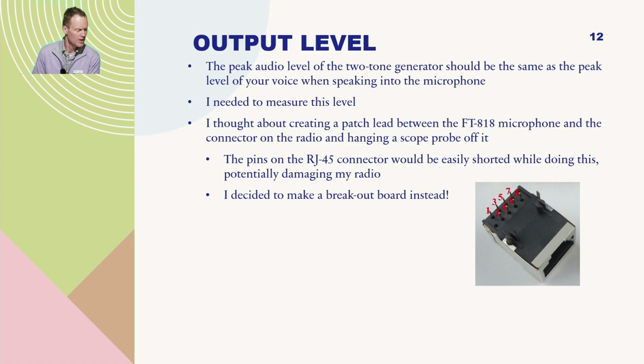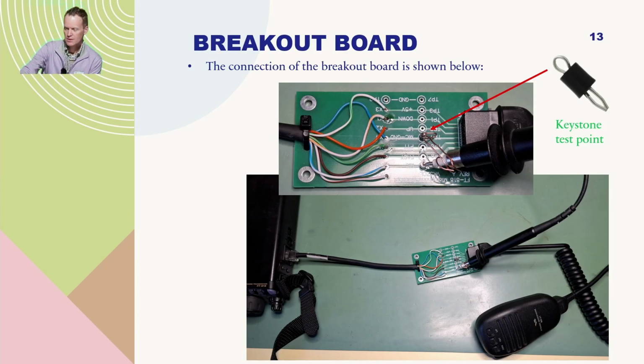Now I thought about creating a little patch lead to go between a microphone connector and then a connector on the radio. And I thought maybe I can just use an RJ45 plug and get on the back of that. But then I thought, as soon as I do that and I get my oscilloscope probe and try and measure it, for sure I'm going to end up shorting pins and potentially blowing up something on my radio. So I thought, it's just not worth it. I'm going to build a breakout board. So that's a picture of the breakout board, and it's literally just straight through connections, and I've got it here. I'll pass it around.